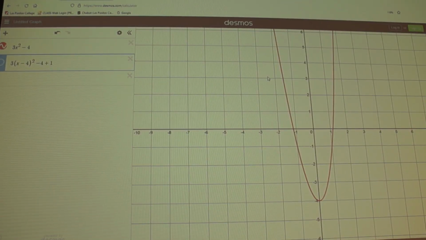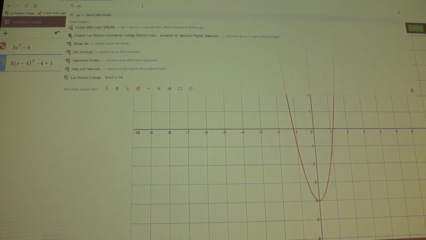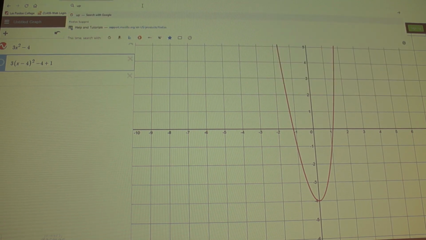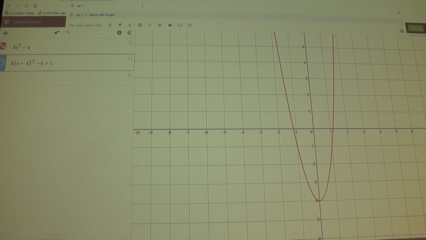So what do you guys think? I want to take 3x squared minus 4 and move it up. What did I say? Up how many? Up 2 and to the left 3. Everybody figure out what that would be.